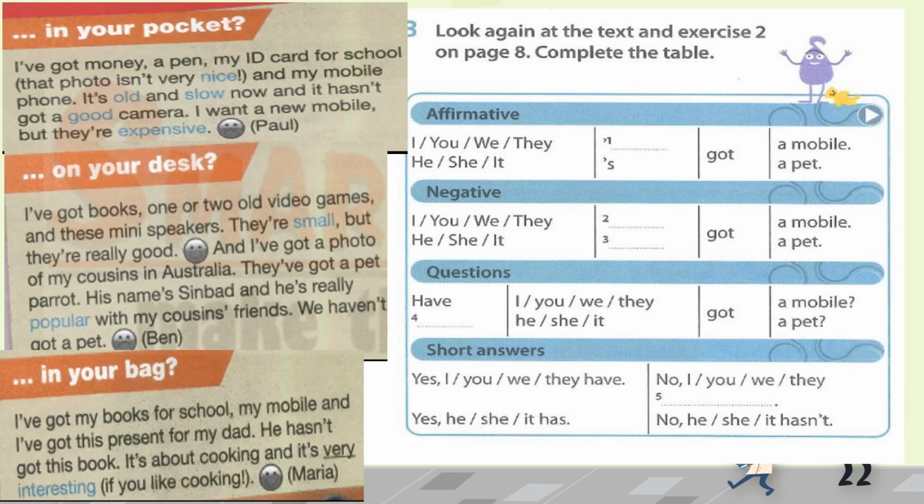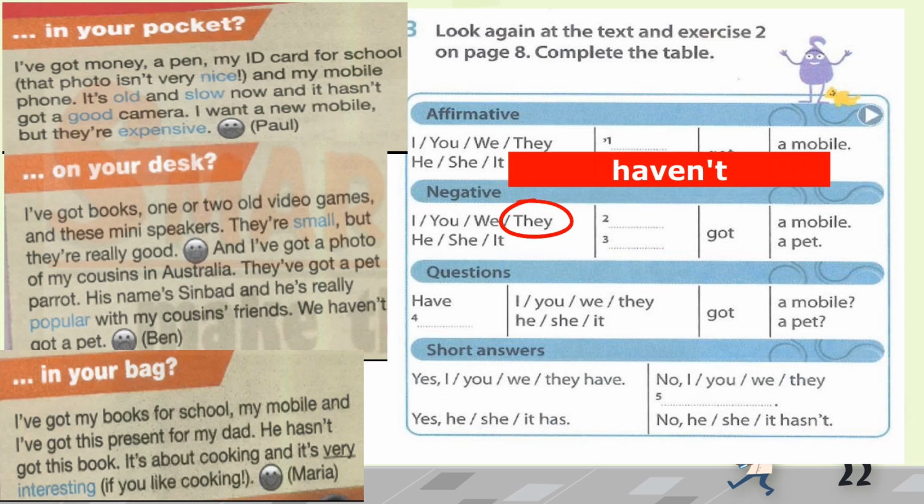Affirmative means something that is confirmed. Negative, something they don't have. He hasn't got a mobile, and they, all 3 of them, haven't got a pet.